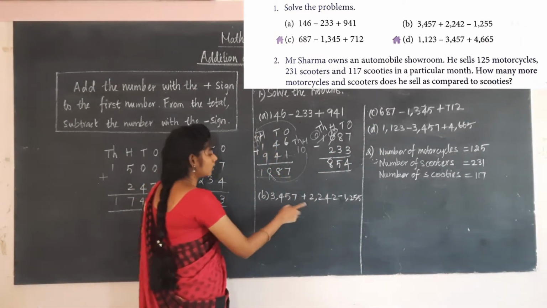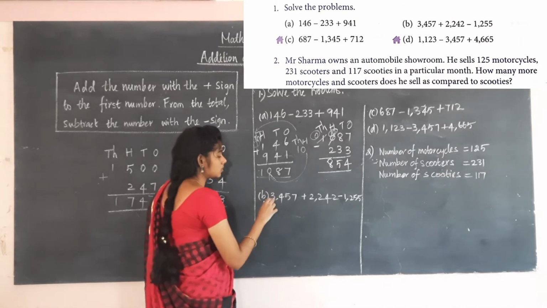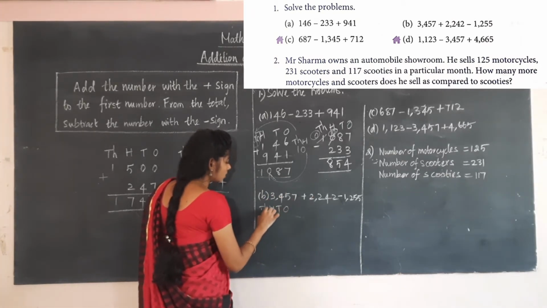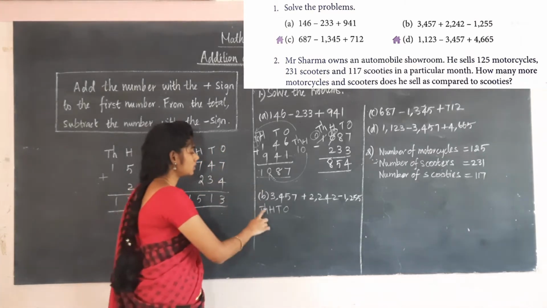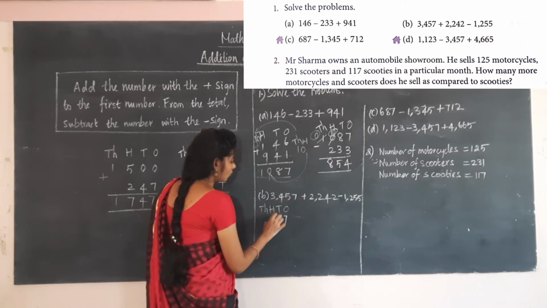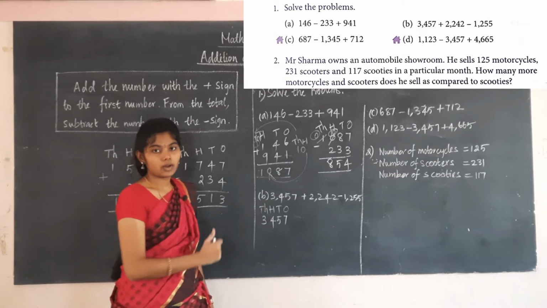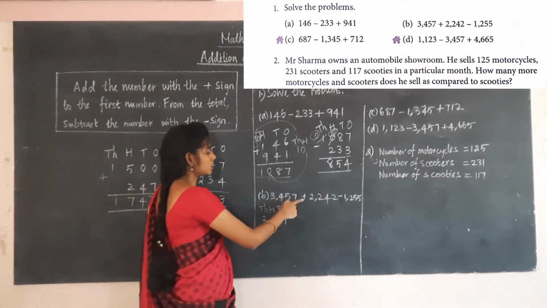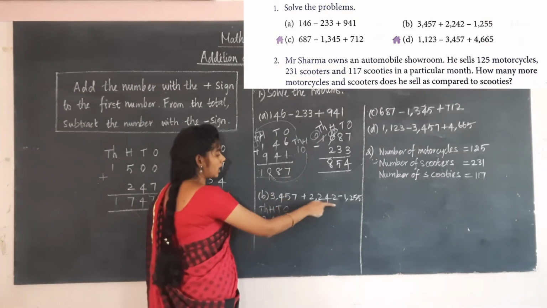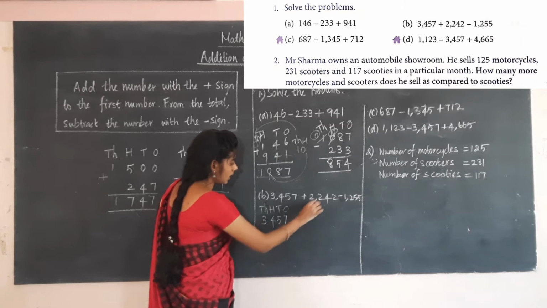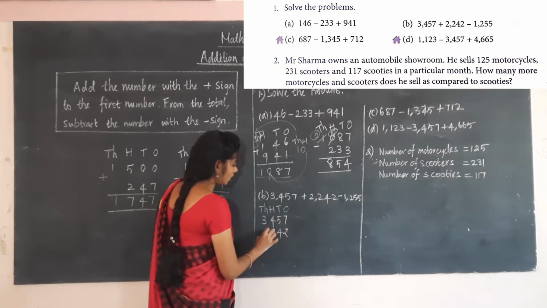Now write the place values up to the thousands place because it is a 4-digit number: ones, tens, hundreds and thousands. Now write the numbers in the places. 7 in thousands, 5 in hundreds, 4 in tens and 3 in ones. So that is the first number. To the first number we have to add the number given with the addition sign. So write the next number: 2 in ones, 4 in tens, 2 in hundreds, 2 in thousands.